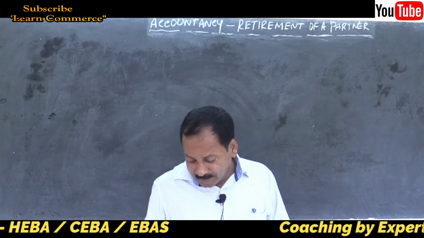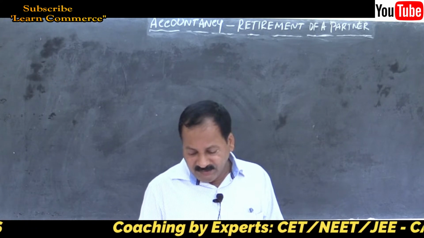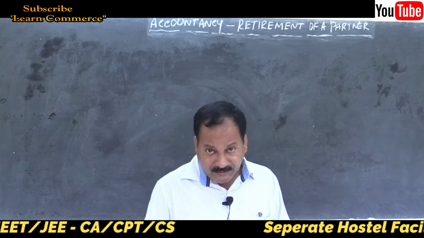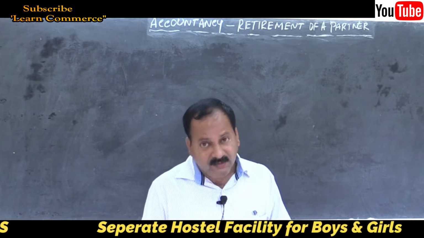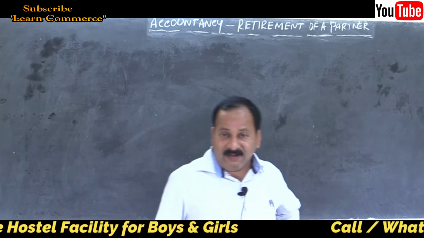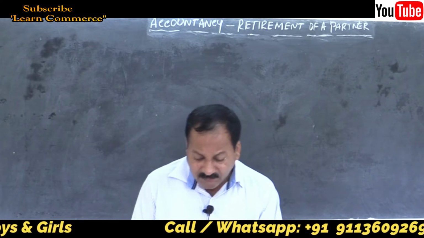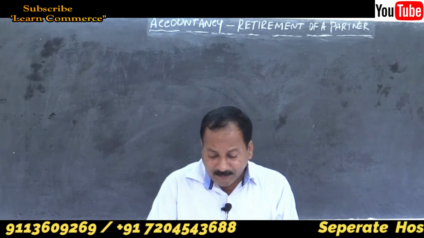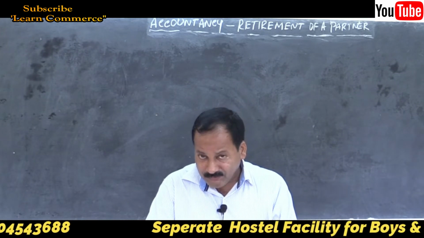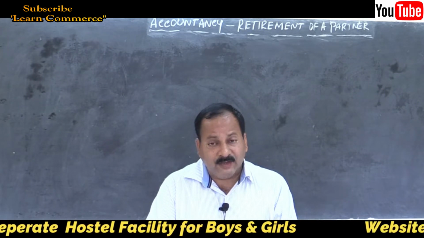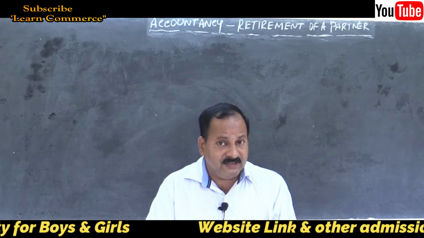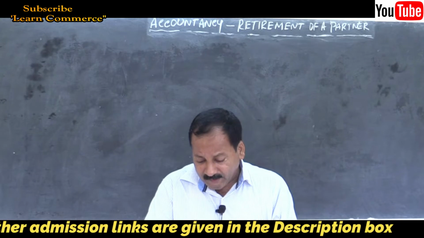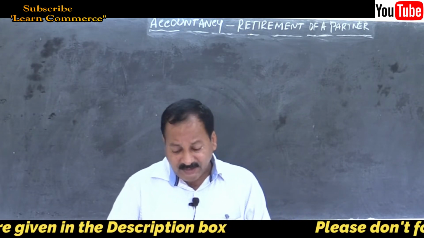Your question bank, page number 52, problem number 1. I will read out the problem and let us analyze and solve the problem. Digvijay, Brijesh and Parakram were partners in a firm, sharing profits and losses in the ratio of 2:2:1. So 2 plus 2 plus 1 is equal to 5, 2 by 5, 2 by 5 and 1 by 5. This is the profit sharing ratio.